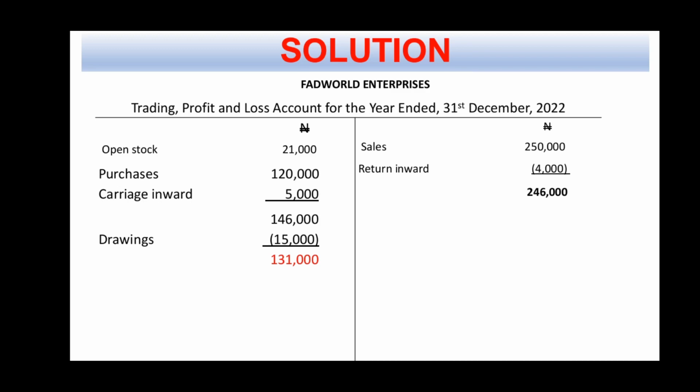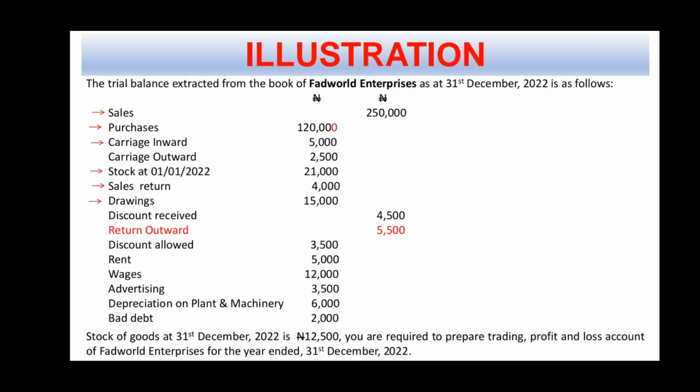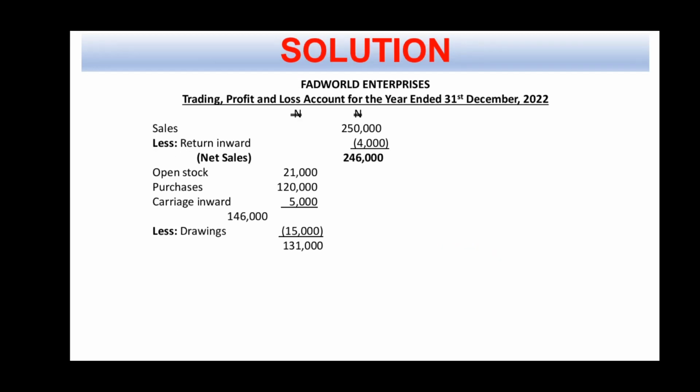If we have return outward, that is all those goods that are returned back to the supplier. So we have return outward, which is 5,000 naira. So we are going to subtract that as well. Less return outward, 5,000 naira. 131,000 minus 5,000 naira, that is 126,000 naira. And this 126,000 naira actually gives us the total amount of goods that are available for the year.